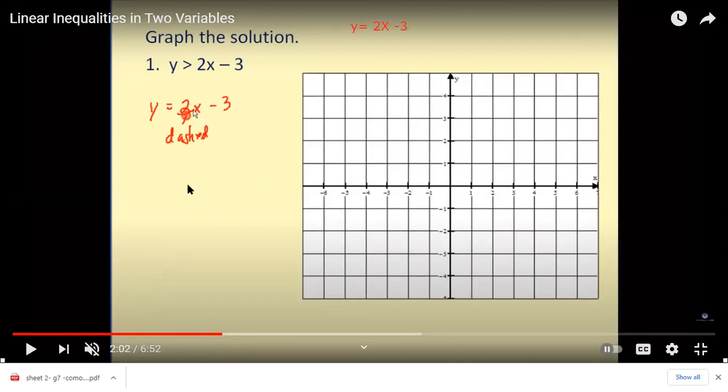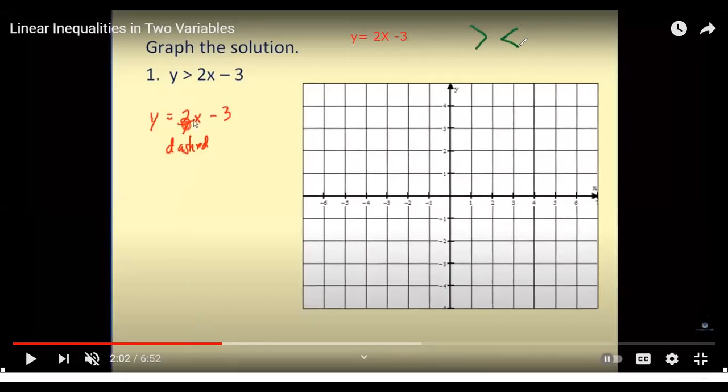Now, we have to draw. Will we use a dashed line or a solid line? Dashed line. Why should it be a dashed line? Because it's more than only, right? Don't forget, if it's more than or less than, it should be a dashed line. But if it's more than or equal, or less than or equal, it will be solid. Then we will use the normal method when we graph a linear equation to represent it graphically, and it will be a dashed line.